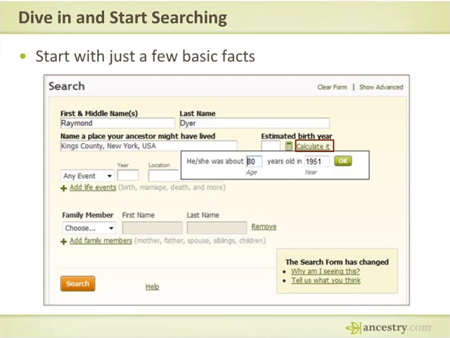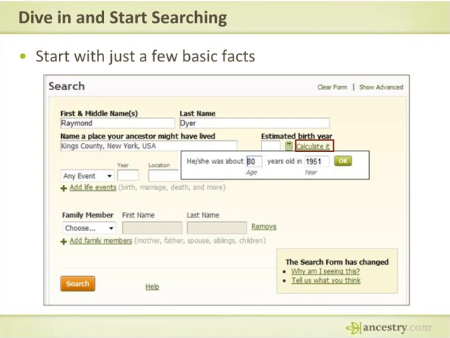I put in a search here for my great-grandfather, Raymond Dyer, or Pop Dyer as my mom knew him. He died when she was young, and she knew that he lived in Kings County or Brooklyn, New York, all of his life. So we put in his name, the place that he lived, and she remembered that he died when she was about 10 years old, and that he was somewhere around 80. And we have this little calculate it link here. It's going to help you calculate, in this case, that he was born somewhere around 1871. And it doesn't have to be precise, because just getting us into the ballpark is often enough to get what we need.